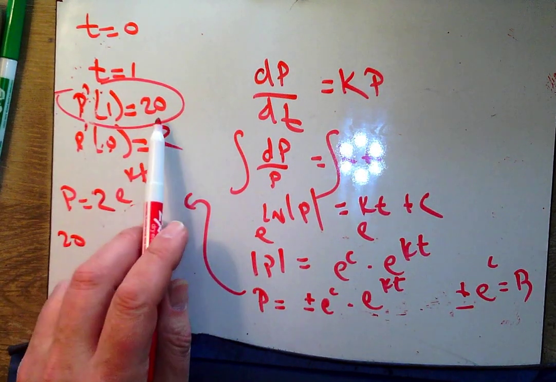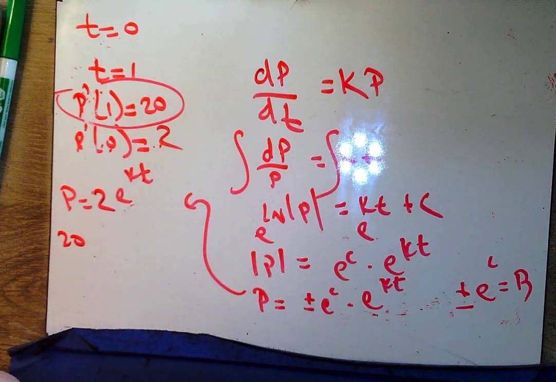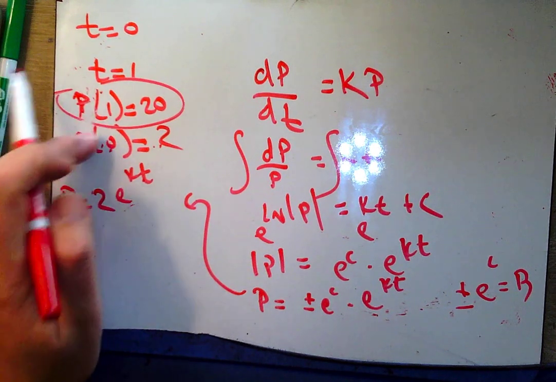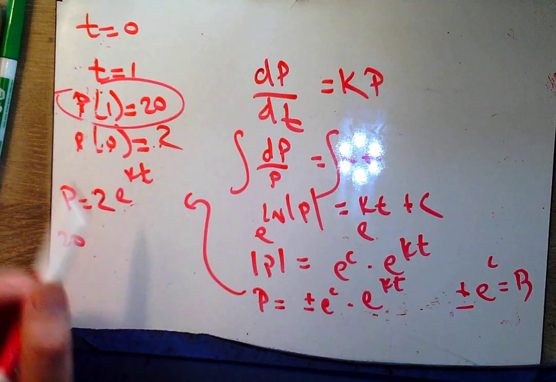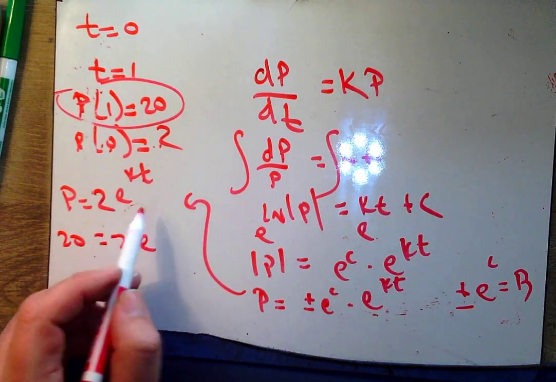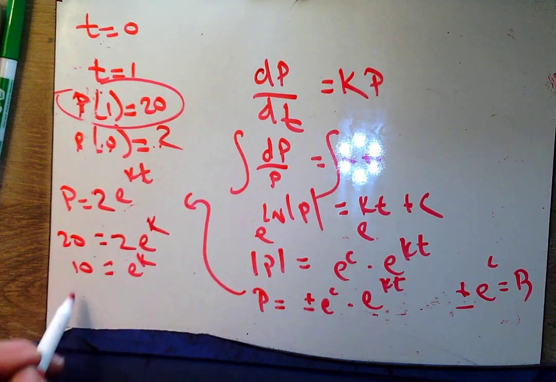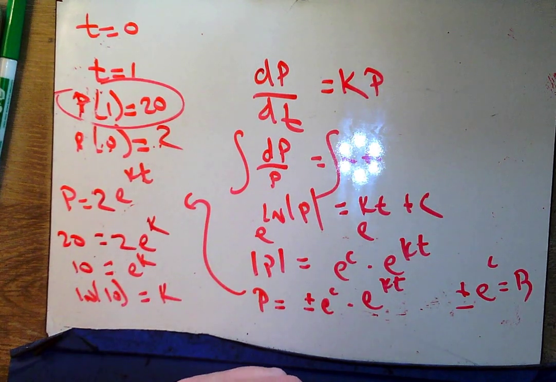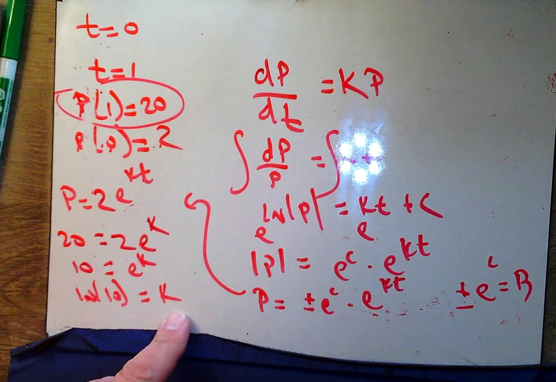Okay, if I plug in my 20 for P, no, that's P of 1 is 20. And P of 0 is 2. These aren't P primes. Sorry about that. Okay, 20 equals 2e to the 1 times k. Okay, so 10 equals e to the k. Ln of 10 equals k. That's the model.